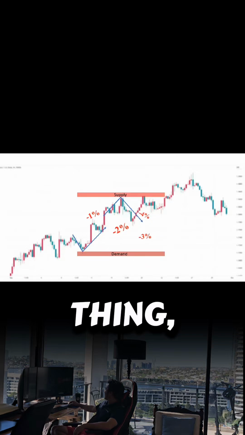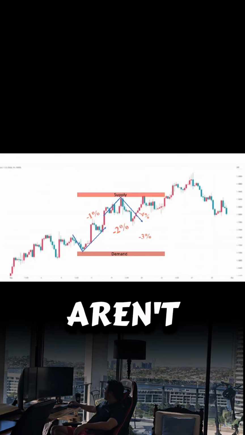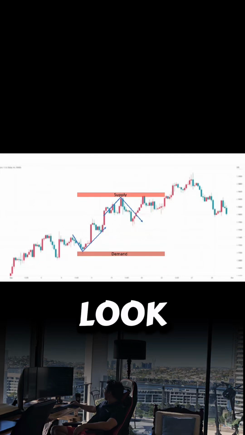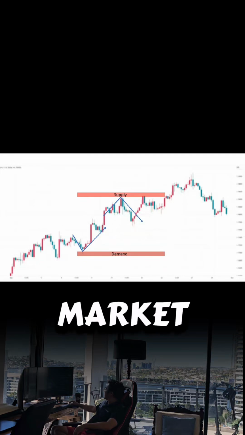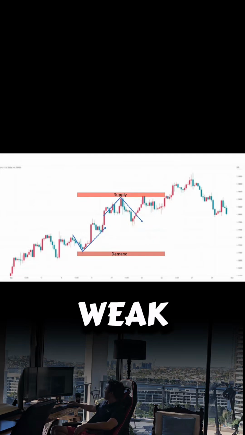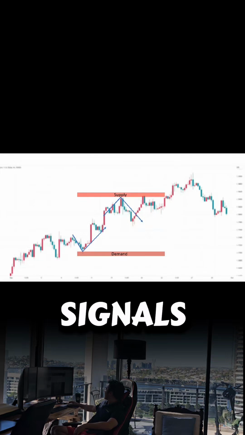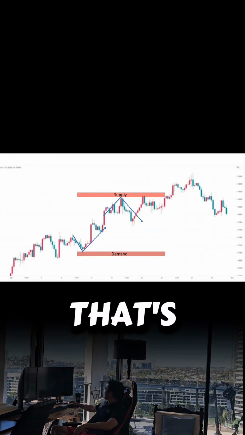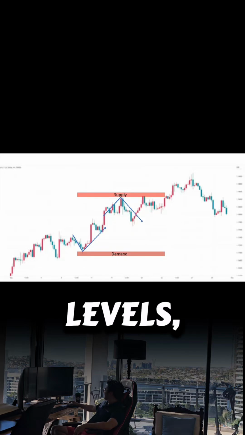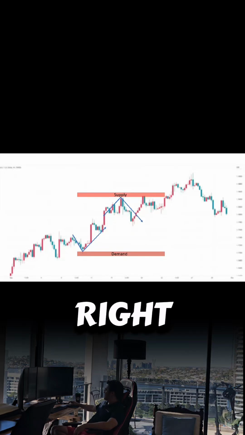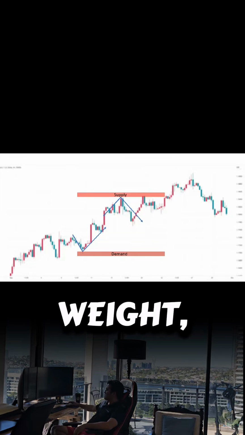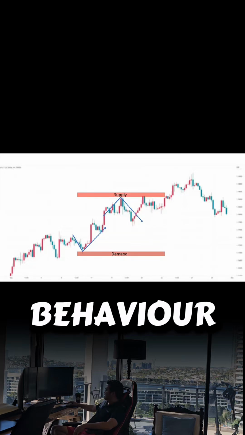But here's the thing, what happens when those levels aren't truly solid? When they look decent on paper but lack real market conviction, trading on such weak foundations can quickly turn into a roller coaster ride of false signals and painful losses. That's why it's not just about finding levels, it's about identifying the right ones, the ones that carry weight, meaning, and repeatable behavior over time.